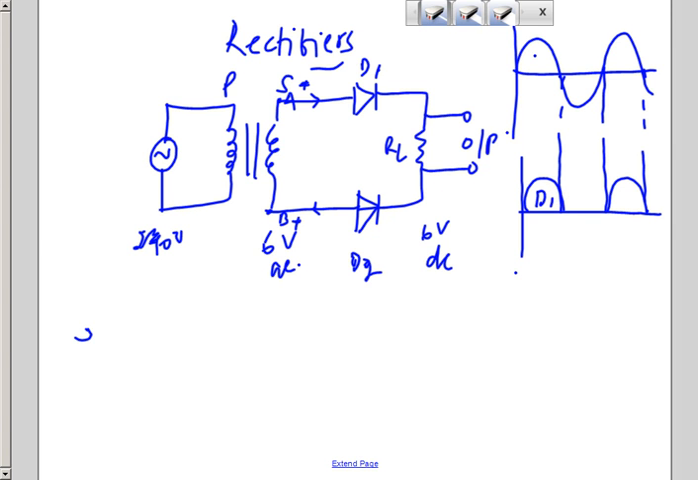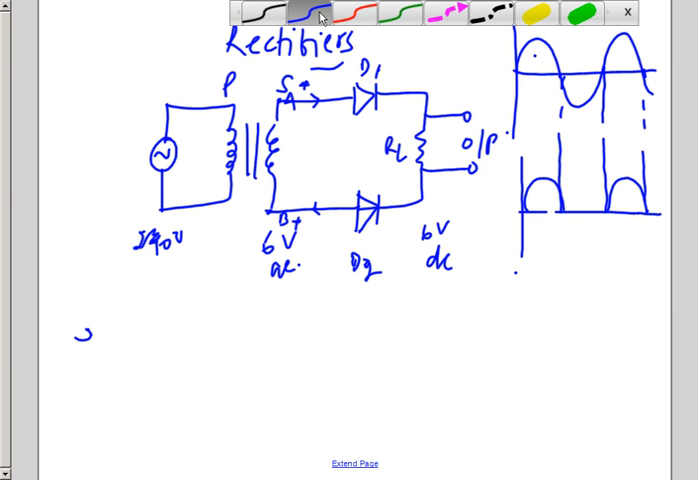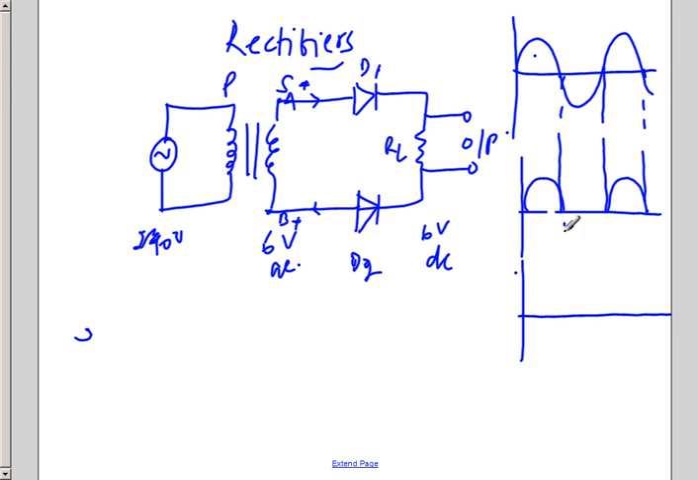Let me draw one more graph, so there is an output because of D1. And what will happen for the first negative half cycle? This is an AC input. What will happen for the first negative cycle? This is minus and this will be plus. Minus is connected to P type, so this is in a non-conducting state or reverse bias, but the other has become forward bias. At the end, across the load resistance, there will be a voltage.